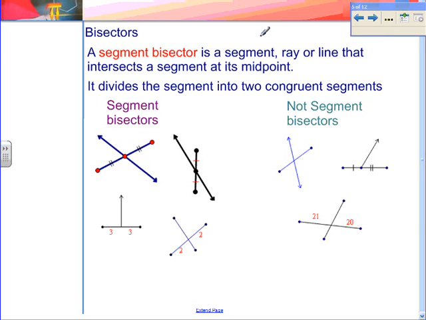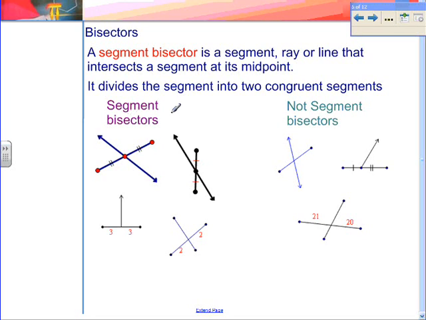All right, here's another vocabulary word. We have bisectors, and actually we have a couple different kinds of bisectors that we're going to talk about. The first one is a segment bisector. A segment bisector is a segment, ray, or line that intersects a segment at its midpoint. So you have to have two things here, right? You have the segment that's getting bisected, and then you have something else that's doing the bisecting.